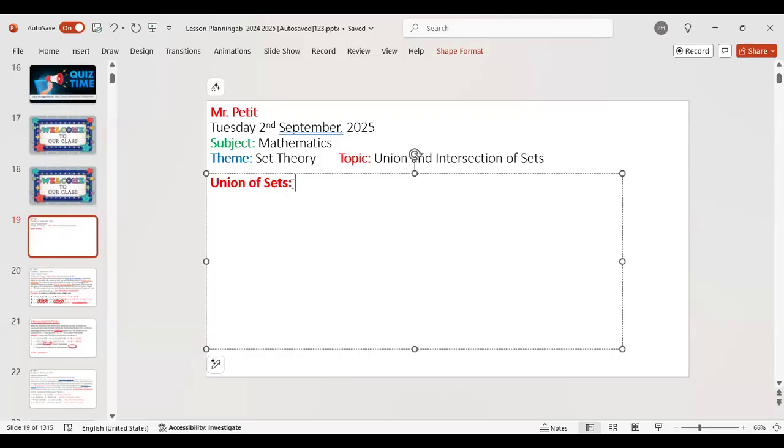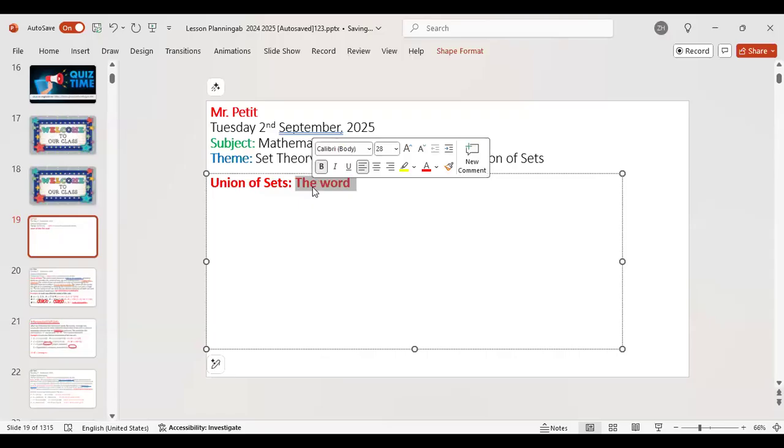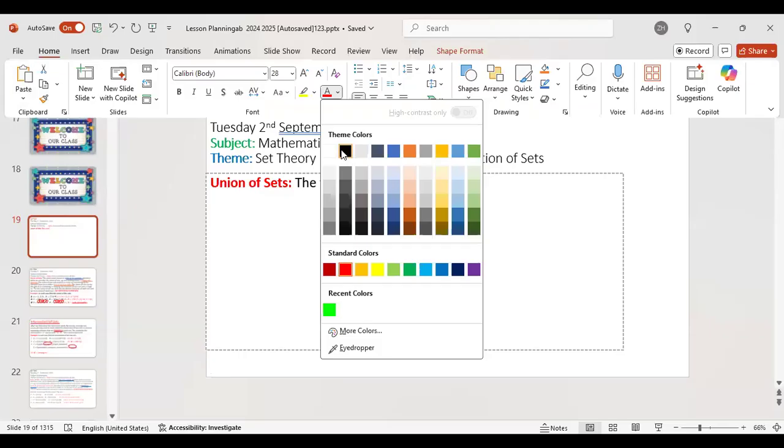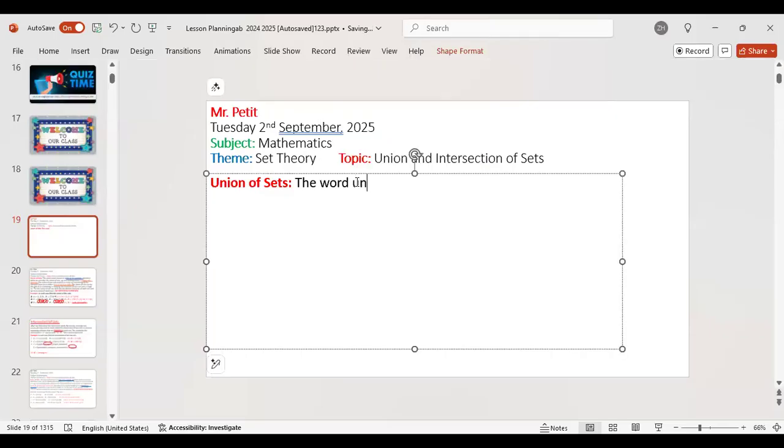Together. Together. Very good. What else? Combine, together. How about unite? Unite. Right? So unite. So the word, write this down, the word union means to unite or to combine. That's what we mean by union.